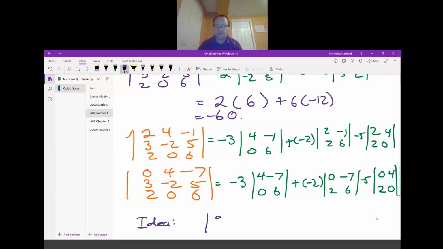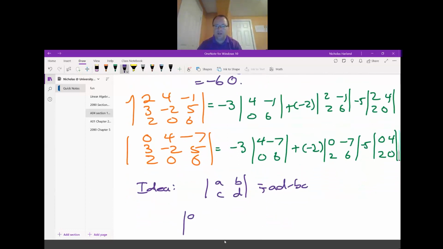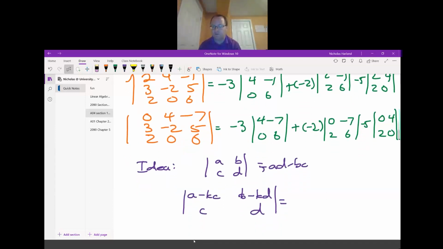The idea is if I take A, B, C, D, and then that's AD minus BC. If I do, say, A minus KC and B minus KD, and keep this the same, so this would be adding a multiple of the second row to the first one. So from here to here, that's row 1 is row 1 minus K row 2. K can be any number, doesn't matter.